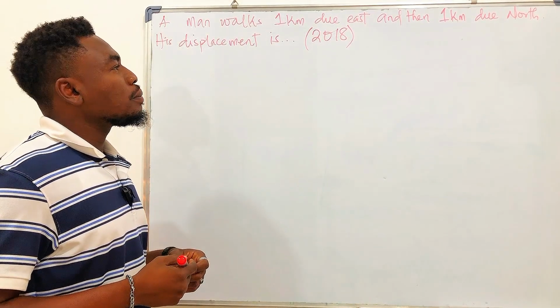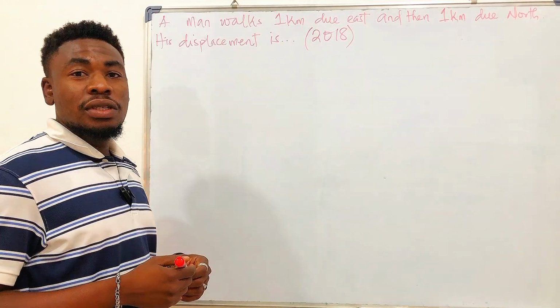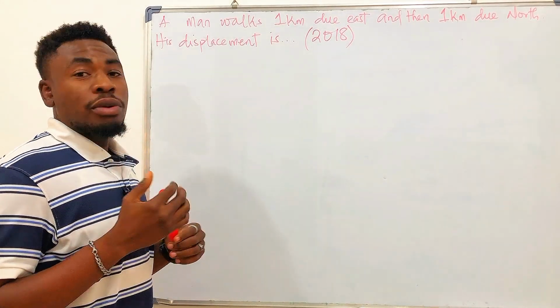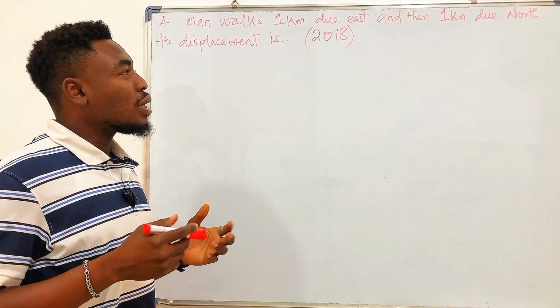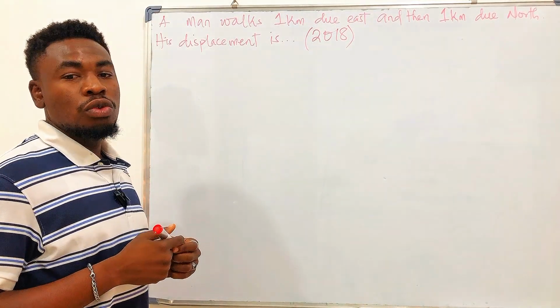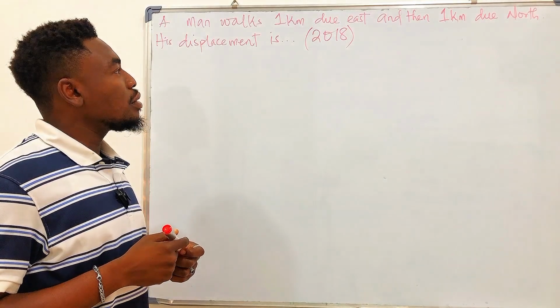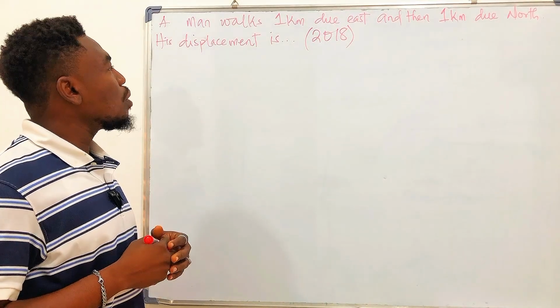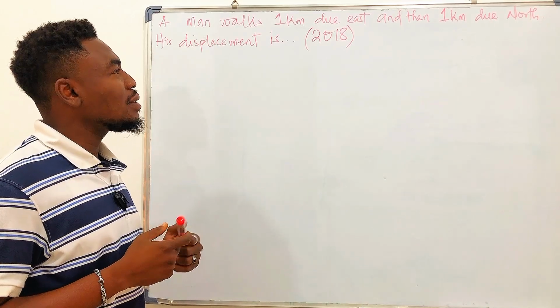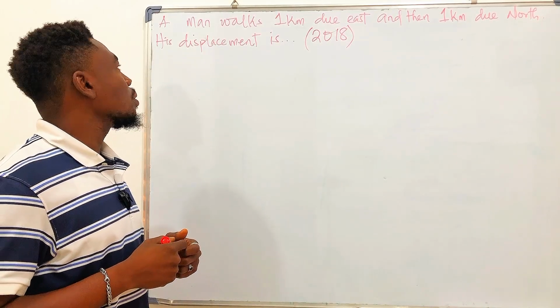If we are not able to interpret this question properly, that is where the problem is going to be. But if we can properly interpret this question, then the solution will be very easy for us to come about. So how do you approach this question? A man walks 1 kilometer due east and then 1 kilometer due north.